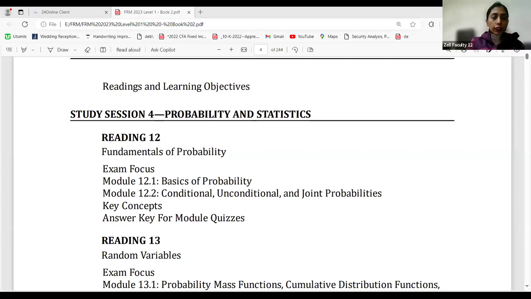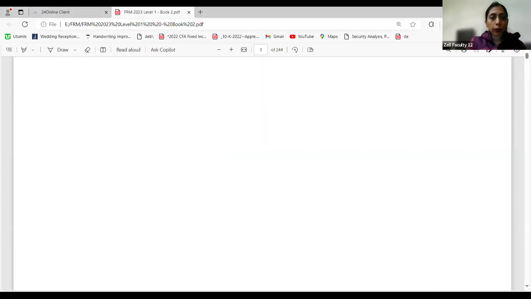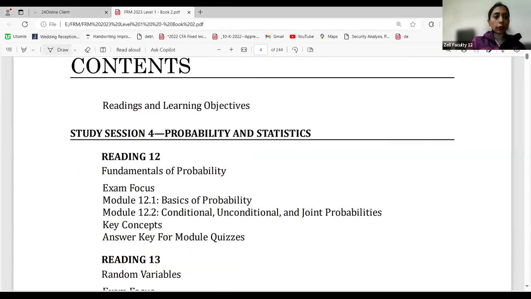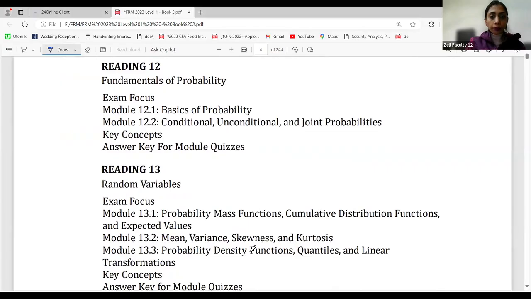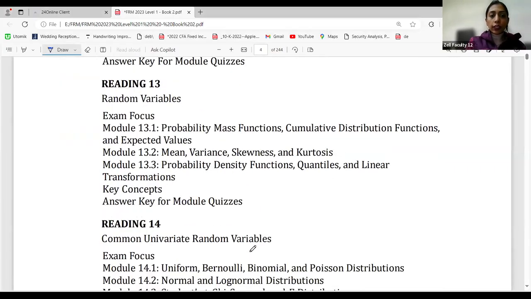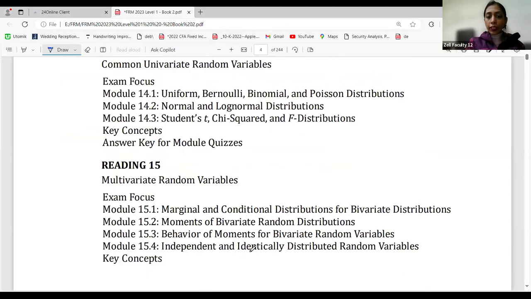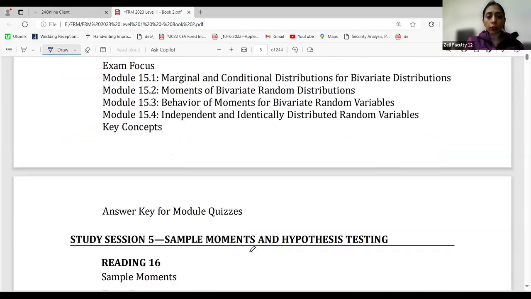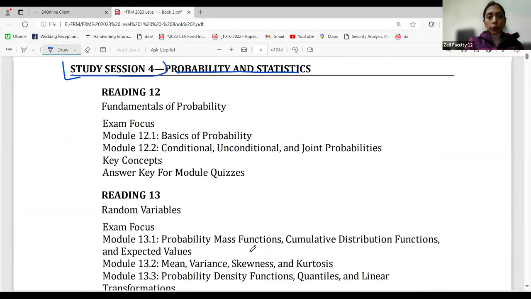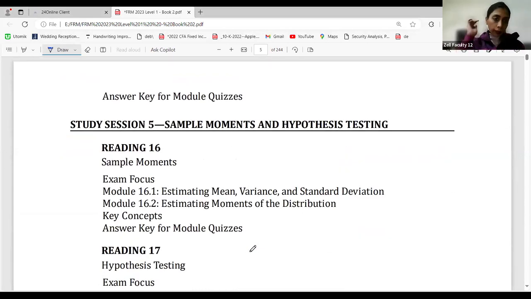So this is your book here. In this book, you have few chapters. So we'll start from this chapter. We'll start with study session 4 in today's class, where we'll be doing probability and statistics. So we have fundamentals of probability, random variables, then common univariate random variable, multivariate random variable. Okay, so this is the study session 4 that we would be doing in today's session.